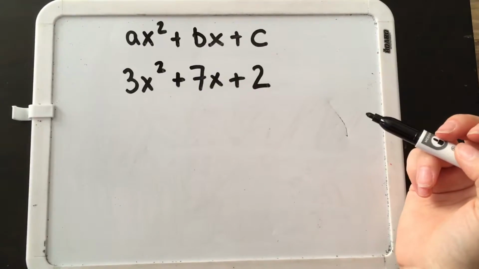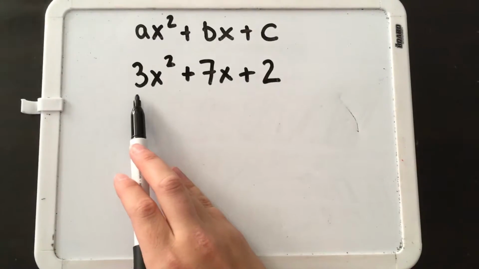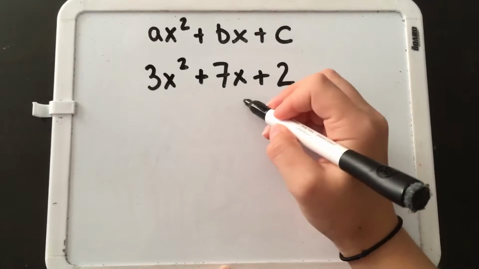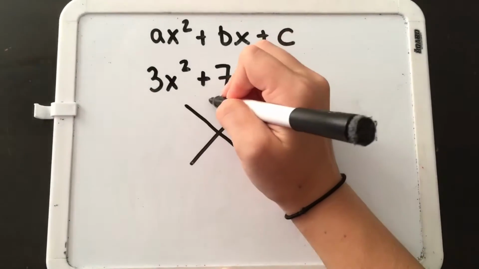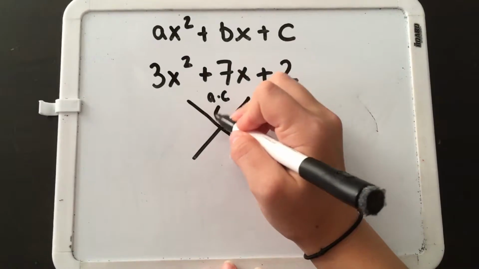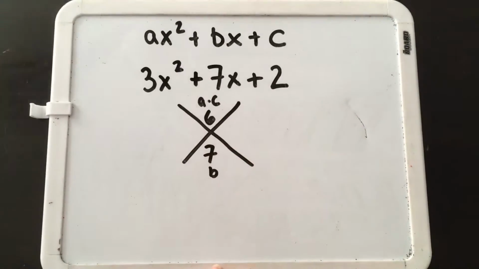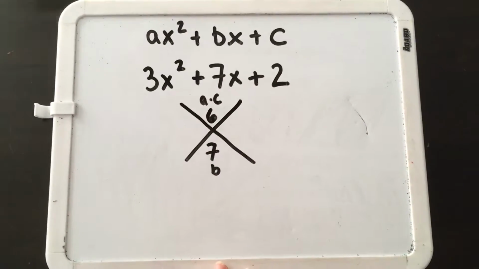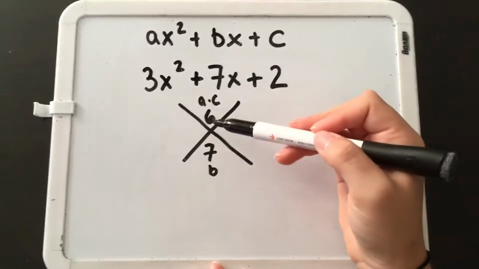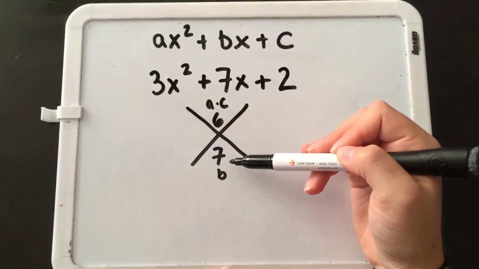Here's another example where our a term does not equal 1. In this case, a equals 3. Let's set this up the exact same way as before. Draw our x, a times c, 3 times 2, 6, and b goes on the bottom. In this case, b is 7. So we need two numbers that multiply to equal 6, add to equal 7. Notice that both these numbers are positive, so both of our factors are going to be positive.